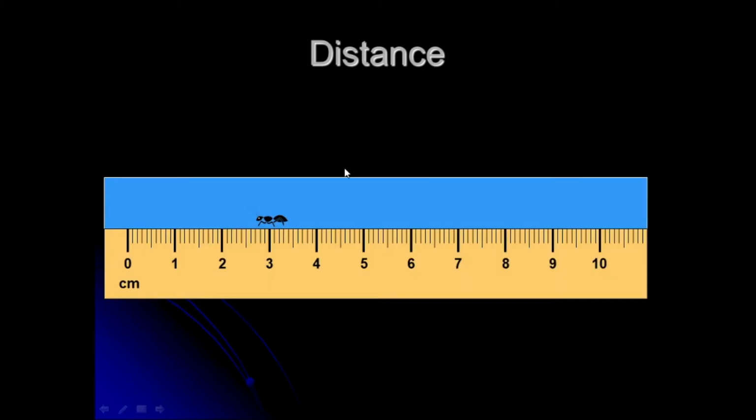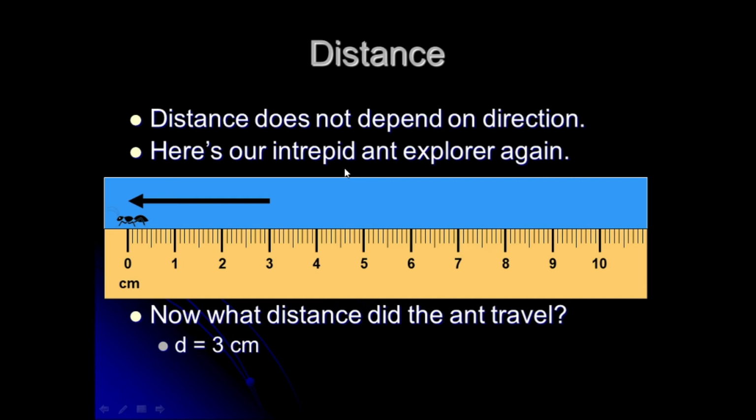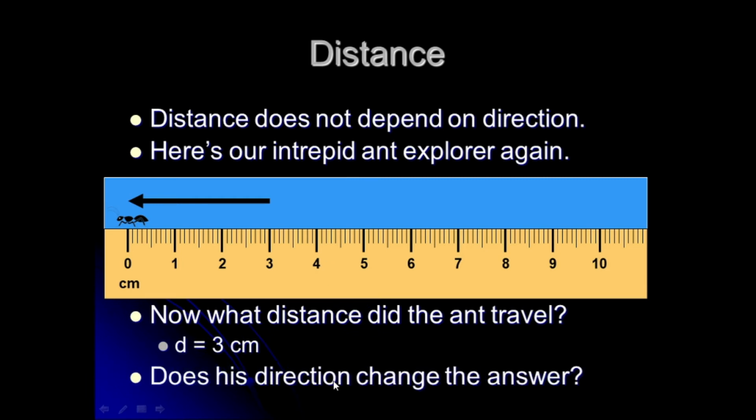Next, suppose that the ant travels from 3 centimeters toward 0 centimeter. Since the distance does not depend on direction, the ant's distance is still 3 centimeters. So does his direction change the answer? No, because his starting point is 3 centimeters and he travels towards 0. So that's a total of 3 centimeters.